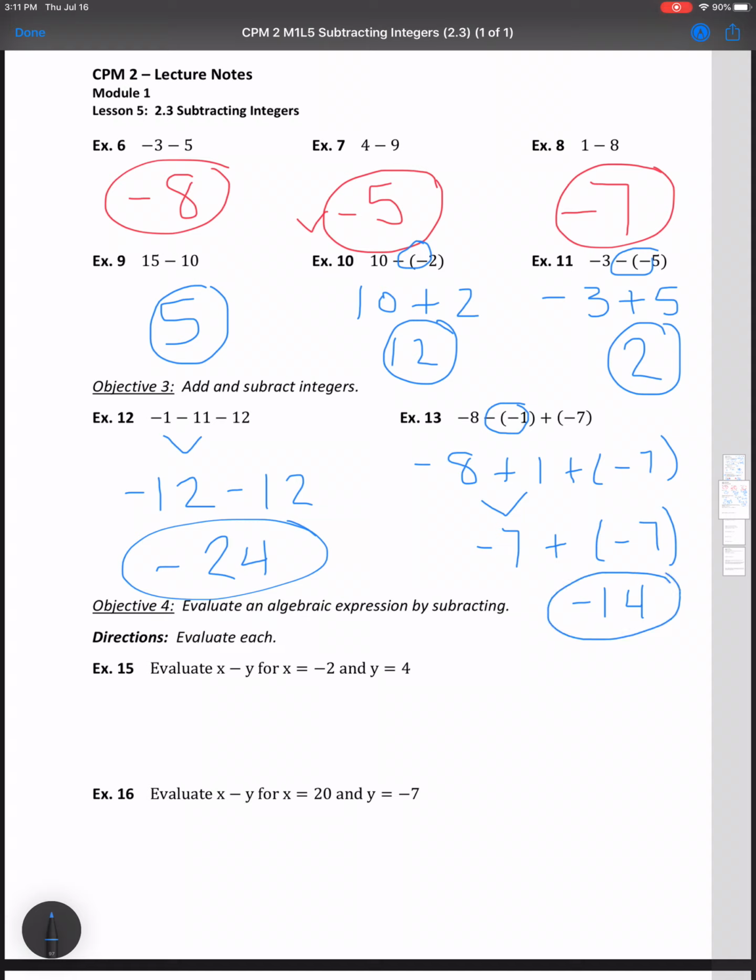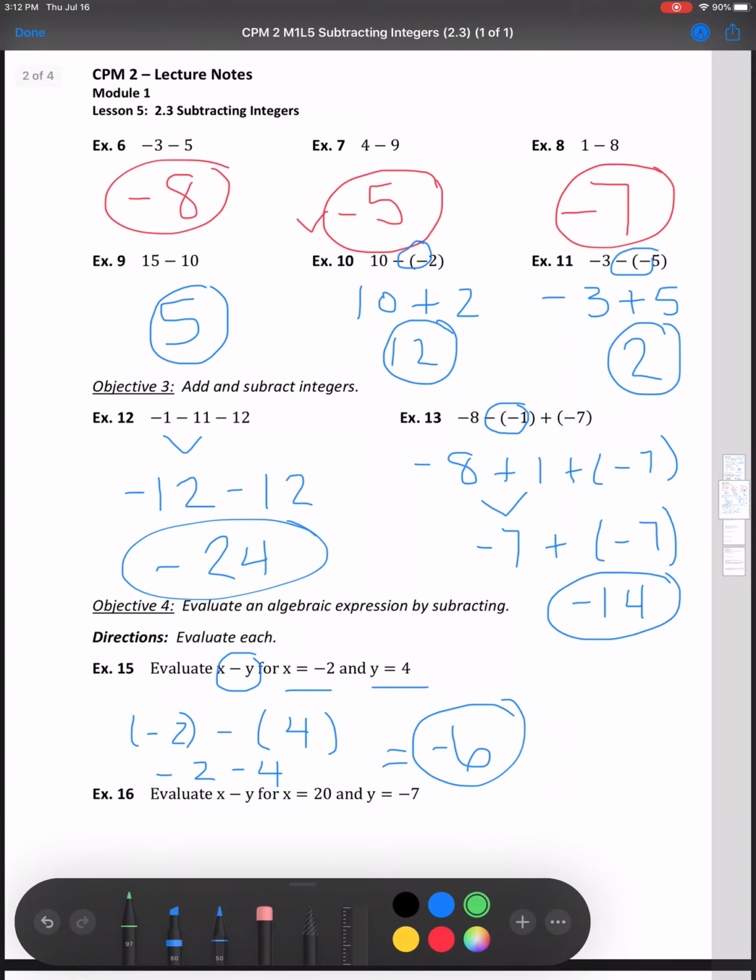Objective 4, evaluate an algebraic expression by subtracting. So here we're going to evaluate each expression. So here the expression they give me is x minus y, and they tell me instead of x I'm going to plug in -2, instead of y I'm going to plug in 4. So I'm going to go through my expression and put parentheses every time I come to a letter. Instead of x I'm plugging in -2, instead of y I'm plugging in 4. Notice there's not two negative signs to clean up or anything, so if you wanted to rewrite this -2 minus 4, that means the same thing, it doesn't matter. Same sign or different? Same. Add, keep the sign.